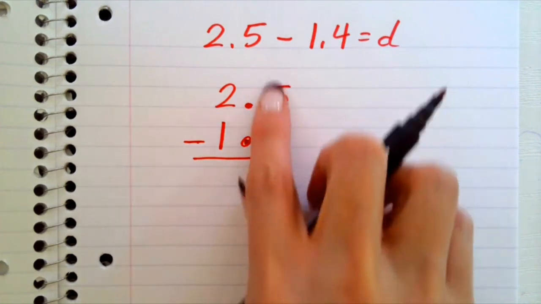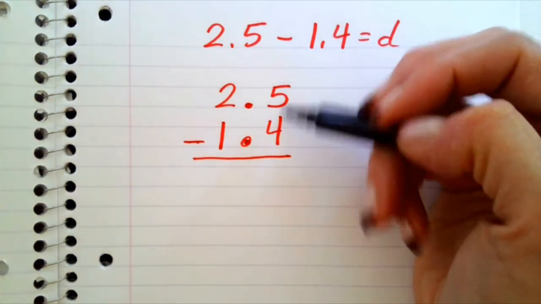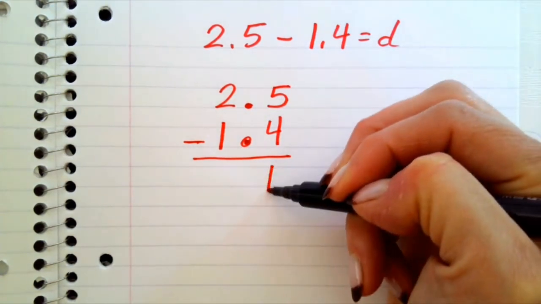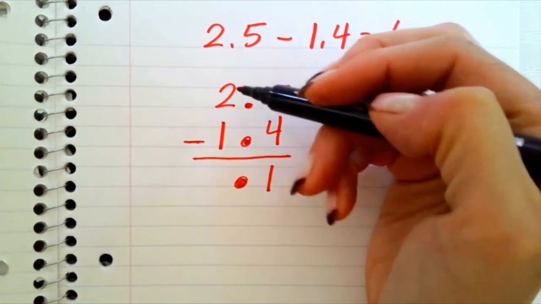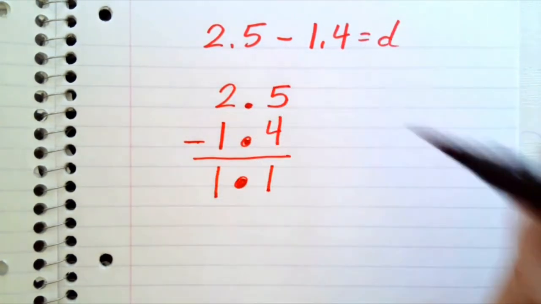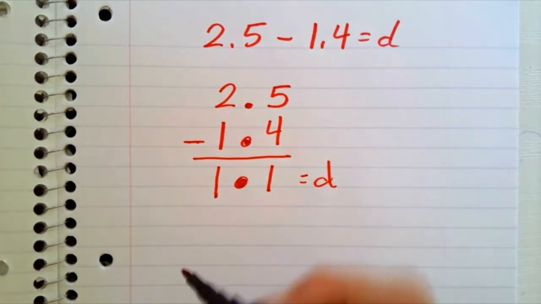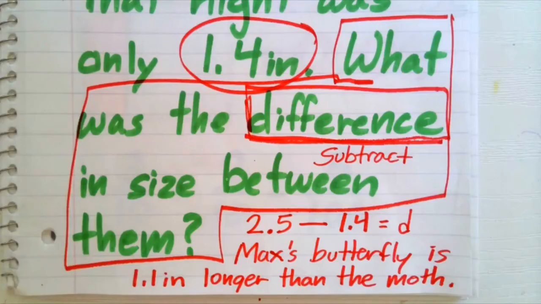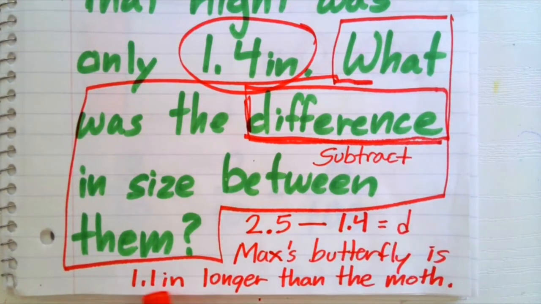We start with the smallest place value, which is the tenths here. 5 minus 4 is 1. Bring down the decimal point. 2 minus 1 is 1, which is what D is. So that means Max's butterfly is 1.1 inches longer than the moth.